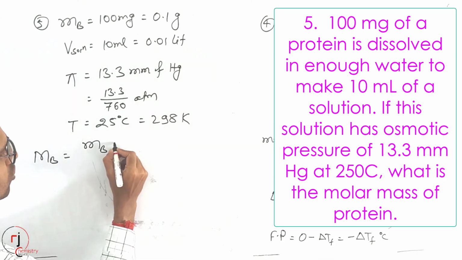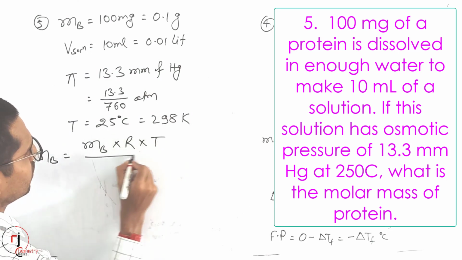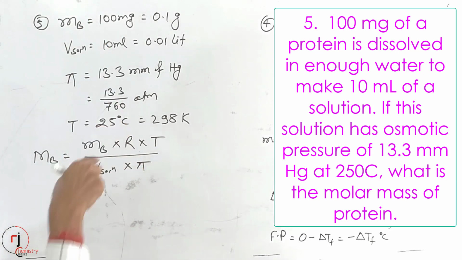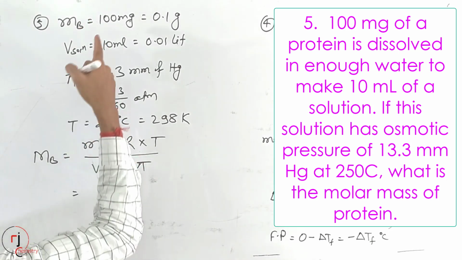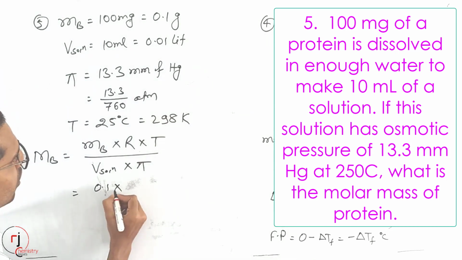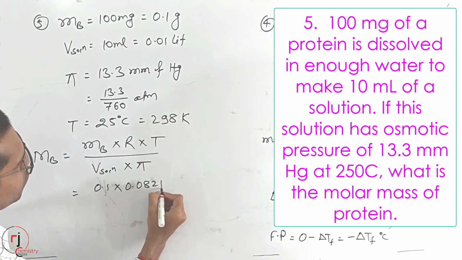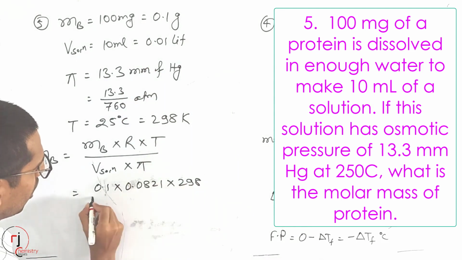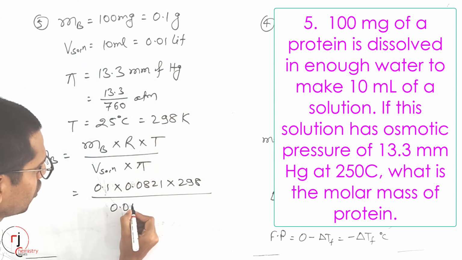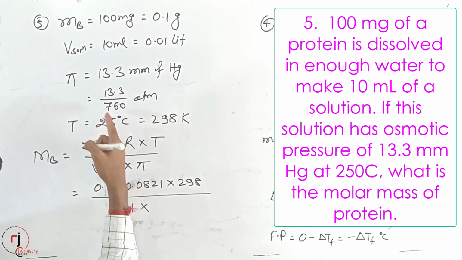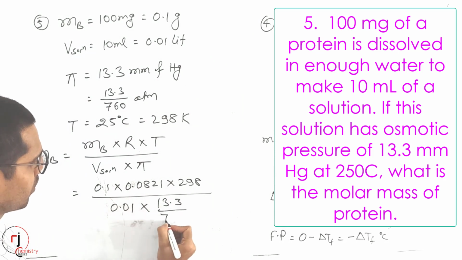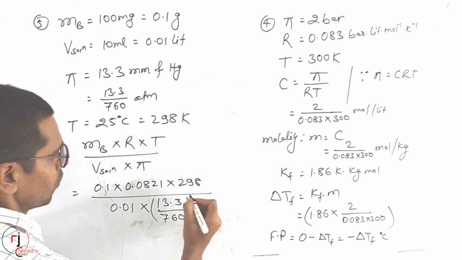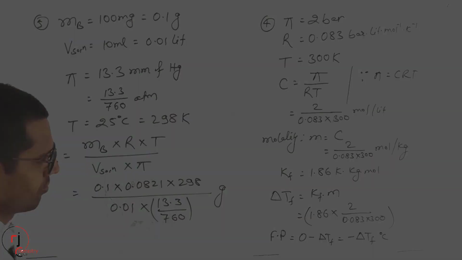We have the formula: molar mass equals mass of solute into R into T divided by volume of solution into pi. After putting in all these terms, we can easily determine the molar mass of solute as mass of solute 0.1, R 0.0821, T 298, divided by volume of solution 0.01, and the value of pi given in the question as 13.3 divided by 760. After solving this equation, we find the molar mass of the solute in gram.